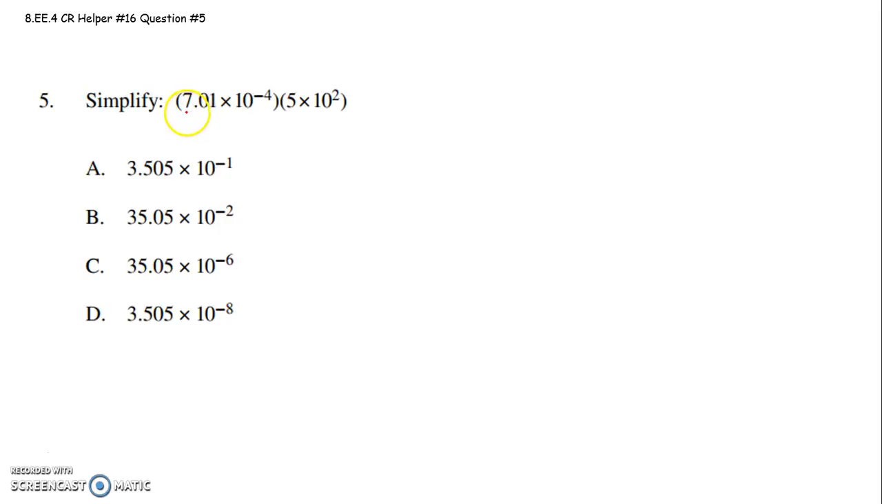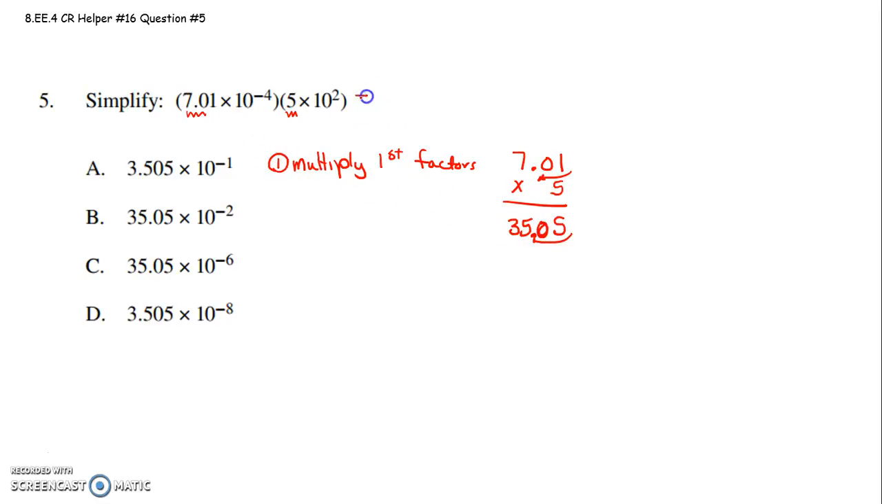So the first thing I need to do is multiply my first factors. Step 1: multiply first factors. So I have to take 7.01, multiply that by 5. 5 times 1 is 5, 5 times 0 is 0, 5 times 7 is 35. Decimal goes over 2 places over. So I know my new first factor will be 35.05.